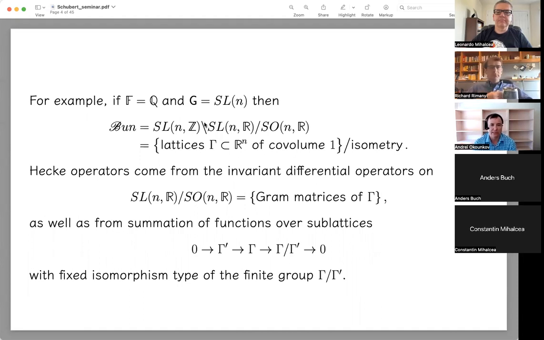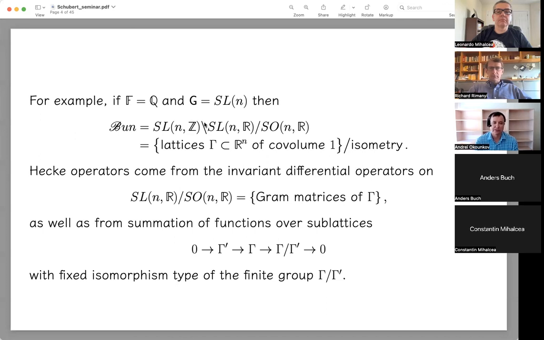Where are the Hecke operators? What are the Hecke operators? If I have a lattice in R^n, I can consider its Gram matrix. Its Gram matrix is an element in SL_n(R) mod SO_n(R), and that's a homogeneous space, and that's negatively curved. An invariant differential operator on this homogeneous space, particularly the Laplace operator, is part of the Hecke operators.